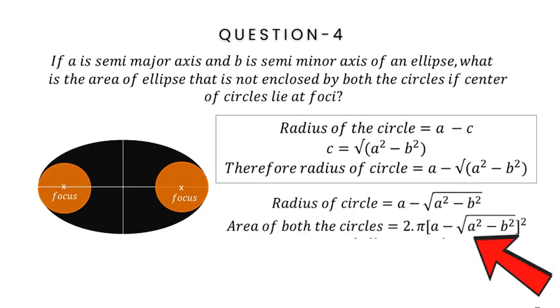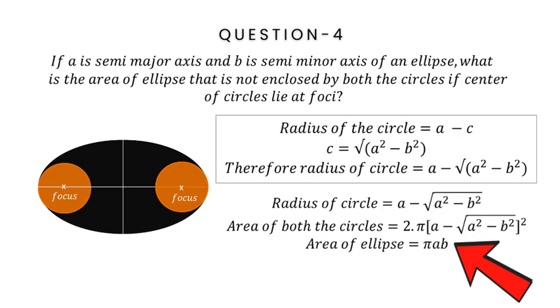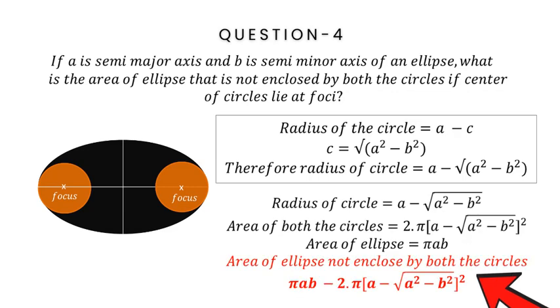Area of both the circles equals 2 times pi multiplied by (A minus square root of A squared minus B squared) whole squared. Area of the ellipse equals pi times AB. Therefore, the area of the ellipse not enclosed by both the circles equals pi times AB minus 2 pi multiplied by (A minus square root of A squared minus B squared) whole squared.